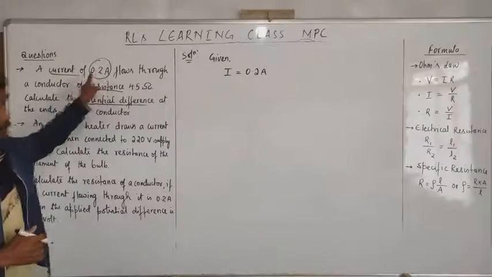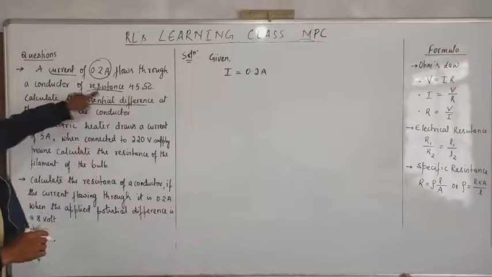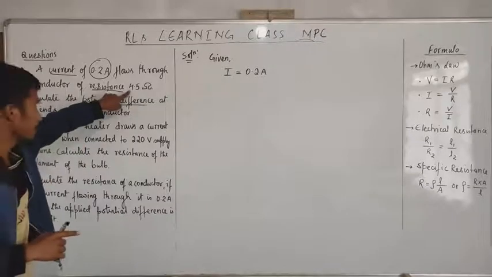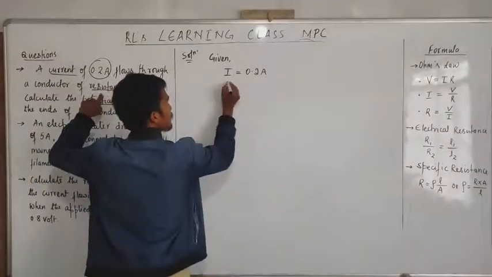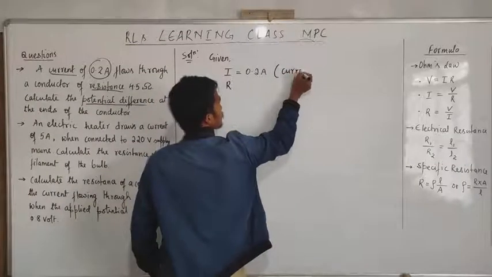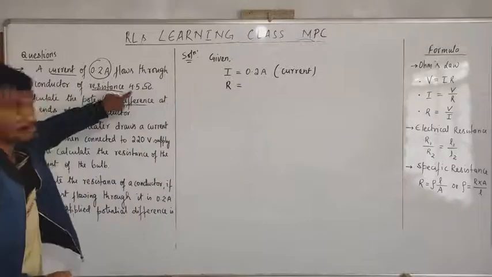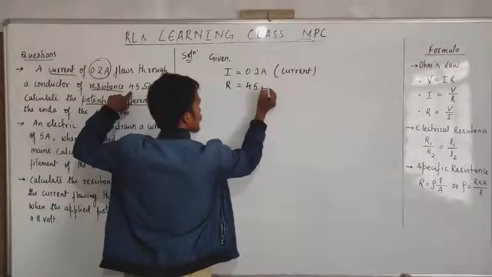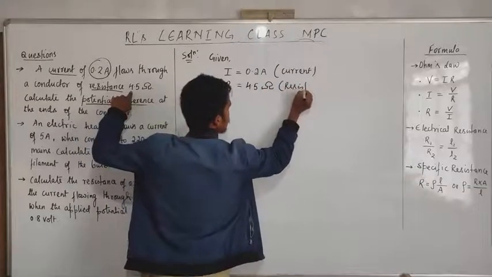Next, what is given? This current flows through a conductor of resistance, I mean this conductor has a resistance of 4.5 ohm. Then what's the symbol for resistance? The symbol for resistance will be R. I'll write here in bracket, this will be the current. Then R, this resistance is 4.5 ohm. This will be the resistance.